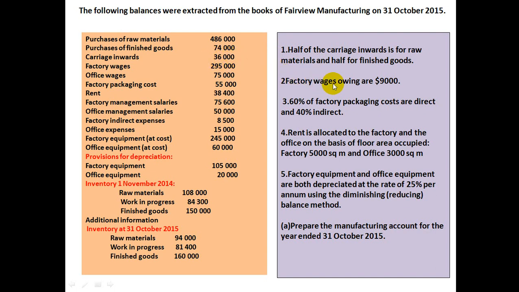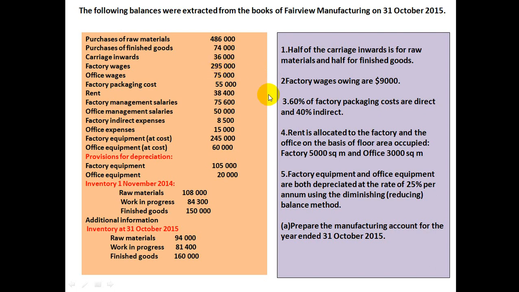Second point, factory wages owing are 9,000. Factory wages already paid are 2,95,000. Still 9,000 are unpaid or owed by us. So this 9,000 is to be added in factory wages when we will be taking them in cost of goods manufactured statement.